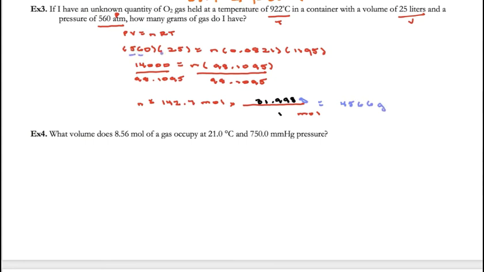Keep in mind, though, let's figure out sig figs. 560 has 2 sig figs, 25 has 2 sig figs, 0.0821 has 3 sig figs, 1,195 has 4 sig figs. So I need 2 sig figs. So this is going to be 4,600 grams.